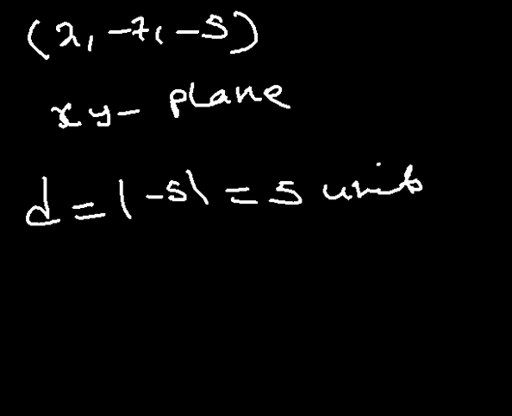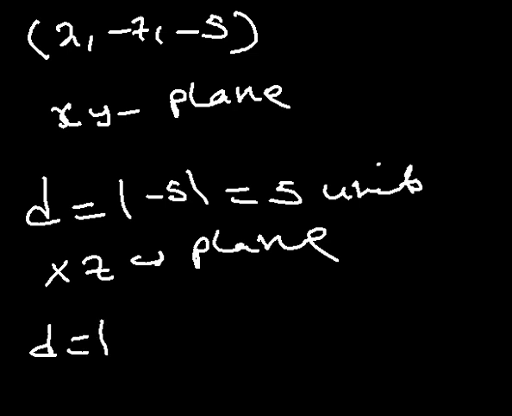And how about from the xz plane to that point? So in this case the distance will be given as the absolute value of, now which axis is missing here? We have it as the y-axis. It means we'll have it as the absolute value of the y component, which is 7. So we'll have it as 7 units.